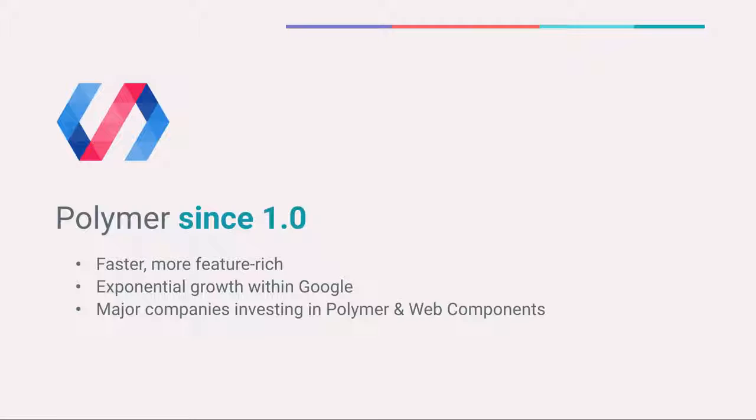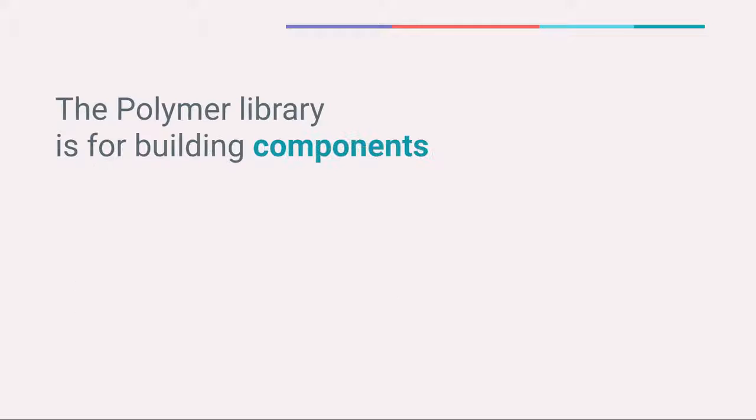So in short, since 1.0, Polymer has become faster, more feature-rich. It's seeing exponential growth here within Google, served to over 1 billion users. And major companies are investing in Polymer and web components. So the Polymer library is for building components. Major companies, major Google products are adopting these components and building components.